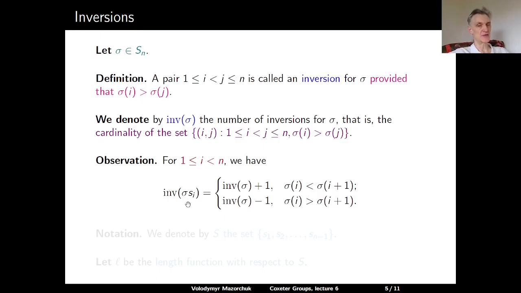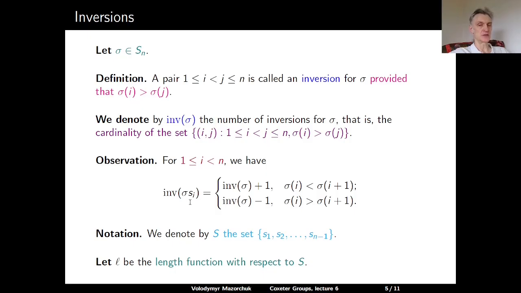Indeed, multiplying with s_i on the right, we just swap the elements at positions i and i plus 1, and we have sigma of i at position i and sigma of i plus 1 at position i plus 1. So if the former was less than the latter, then the new element has one inversion more. We create an inversion. And if the former was greater than the latter, then we remove this inversion, so we get one inversion less. Let us denote by capital S the set consisting of all elementary transpositions s_1, s_2, and so on, s_(n minus 1).